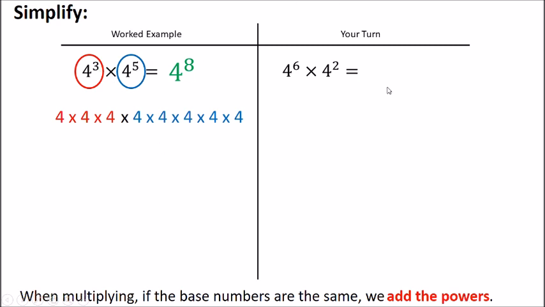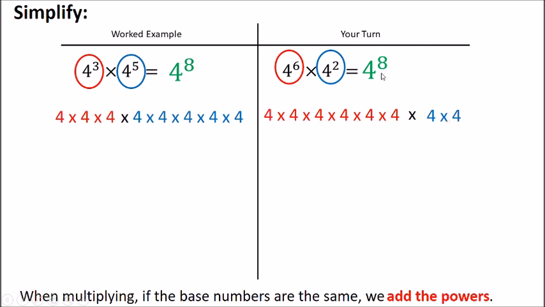Please could you pause the video and have a go at your one. Alright, so 4 to the power of 6 actually means 4 times 4 times 4 times 4 times 4 times 4. And now I'm multiplying it by 4 to the power of 2, or 4 squared, which is 4 times 4. So all together I have 1, 2, 3, 4, 5, 6, 7, 8 lots of 4 all multiplied together. So it's 4 to the power of 8.